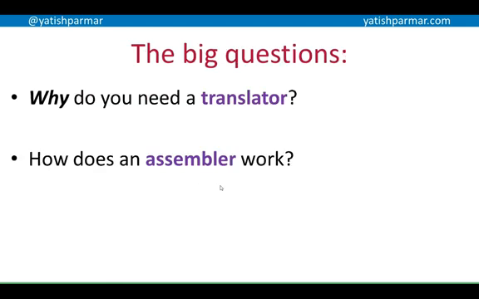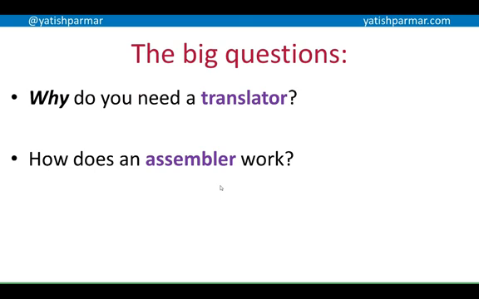So the big questions are: why do you need a translator? You should be able to think back to the fact that machines speak machine code. We are writing in some form of higher level language. Well, not high level, assembly is a low level language, but we are writing in something that's easy for us to understand. So we need to translate that easy human readable program into something that a computer can execute.